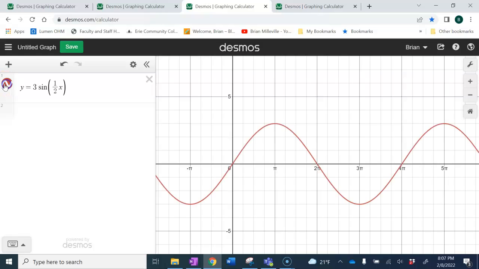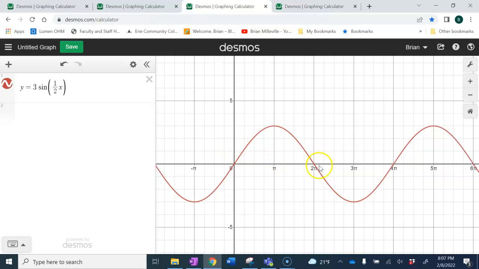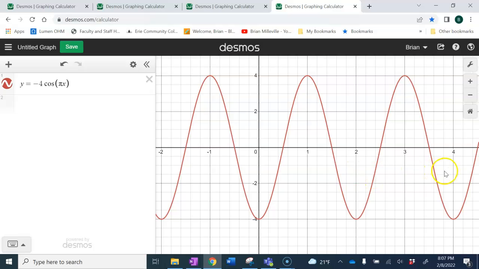Looking at y equals 3 times sine of 1/2 x, multiplying your input by a number on the inside that's less than 1 actually does a horizontal stretch. So it seems like we see less of it. It's stretched, pulled away from the y-axis compared to the cosine one, which was crammed in, or compressed, towards the y-axis.